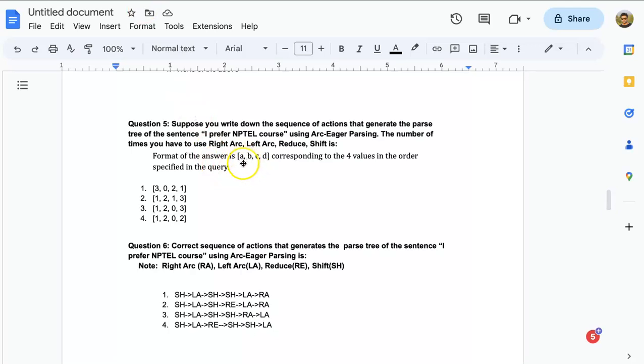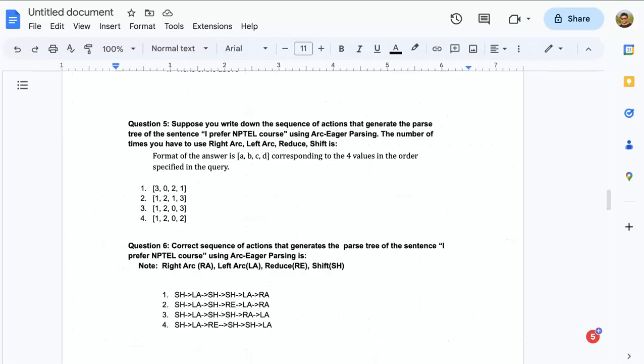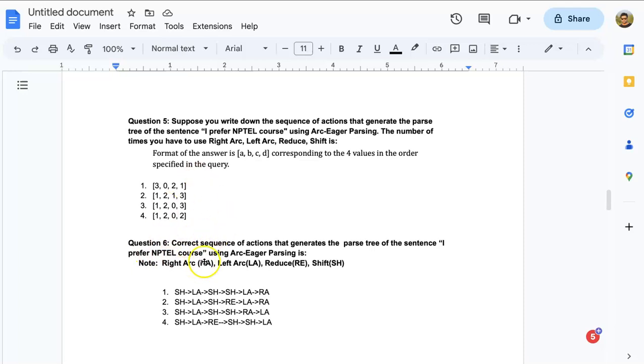But in the question they are asking in this format. So the first is right arc, then left arc, then reduce, and then shift. If you form this in this format, you will find 1, 2, 0, 3. So right arc at the beginning, then left arc, then reduce, and then shift. So this is the format: 1, 2, 0, 3. Now if you see in the example, number 3 is the correct answer. And the continuation of the question is the same thing.